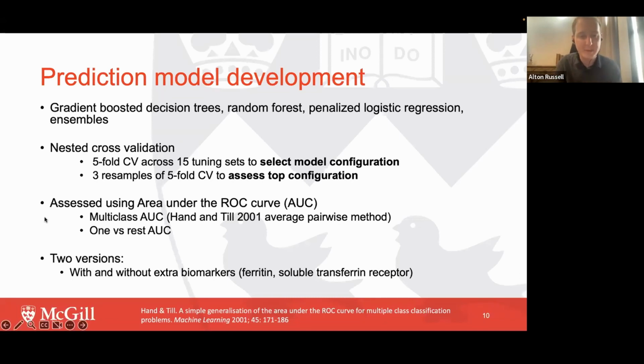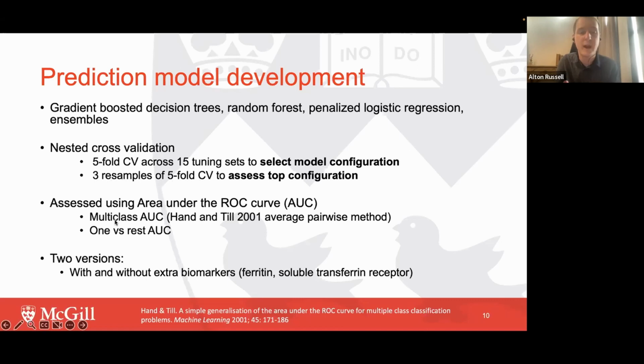I can give more details if people have questions about it, but basically, the way I implemented it, I used 5-fold cross-validation across 15 tuning sets to select the top model. And then within the inner folds, so the left out data from these 5 folds, I did 3 resamples of 5-fold cross-validation to assess the top configuration. And the top configuration was selected based on area under the ROC curve.